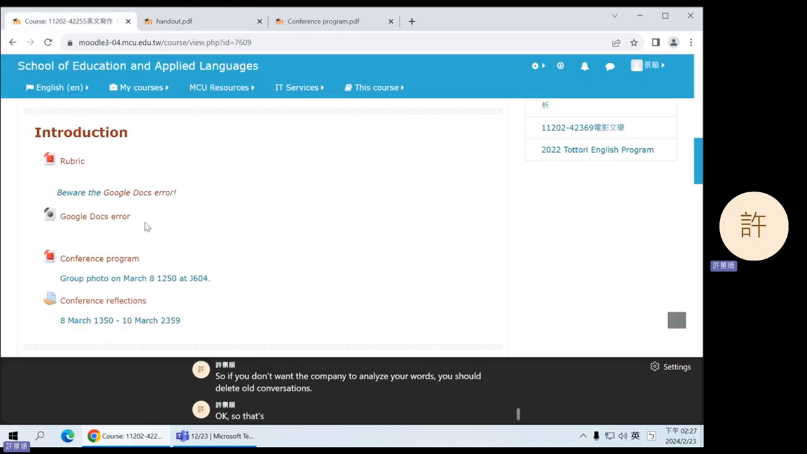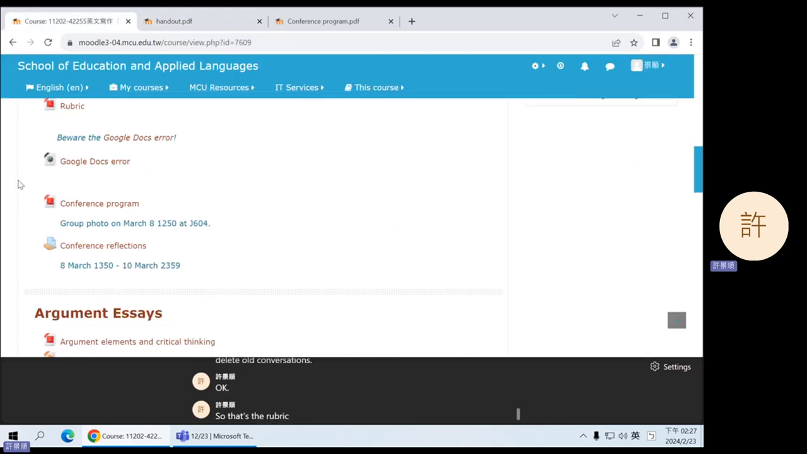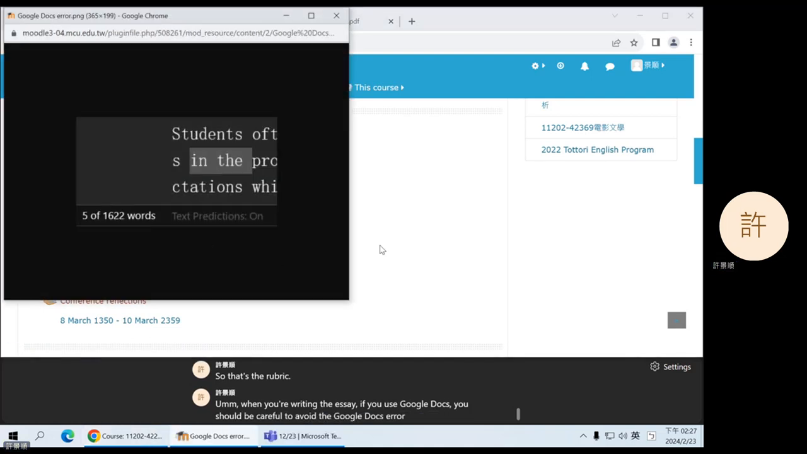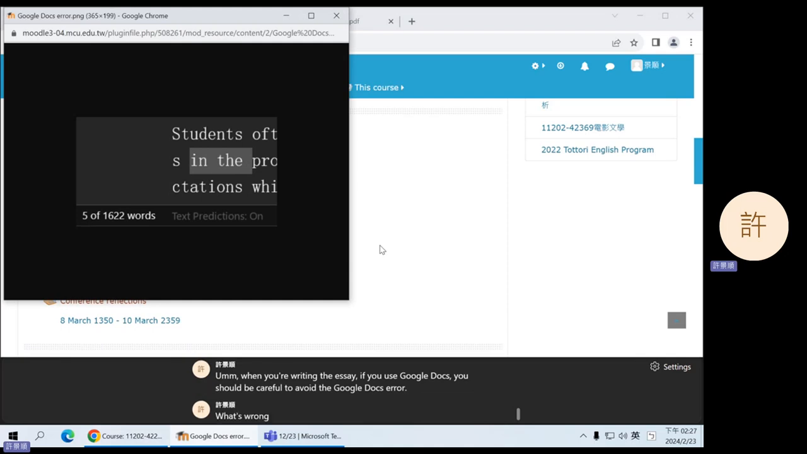Okay, so that's the rubric. When you're writing the essay, if you use Google Docs, you should be careful to avoid the Google Docs error. What's wrong with this picture? How many words is highlighted? 2. How many words does the computer think it's highlighted? 5. What the heck? And the reason is because the computer thinks every letter is a word.